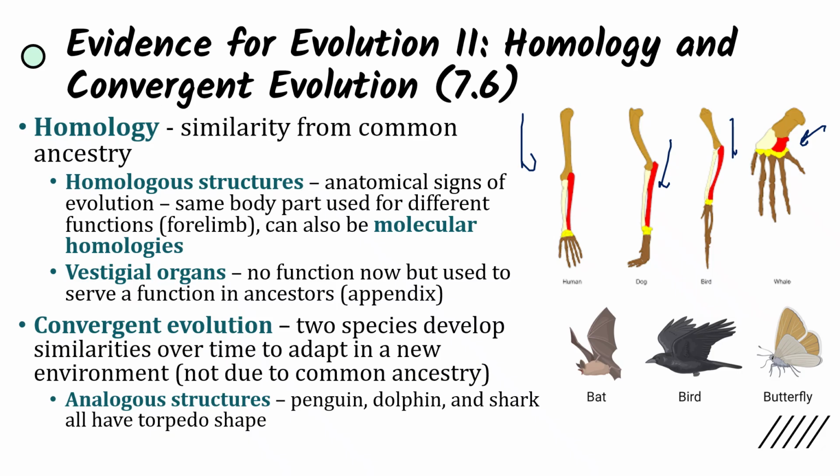There's also convergent evolution, where two species develop similarities over time to adapt in a new environment. So even if species aren't closely related, even if they don't have common ancestry, they will develop similarities over time because they're living in a similar environment. And these are called analogous structures, such as penguins, dolphins, and sharks, not closely related, but they all have a torpedo shape because of their environment in which they need to be going through lots of water. Same thing with bats, birds, and butterflies, all having wings because in their environments they've adapted and they need to fly.